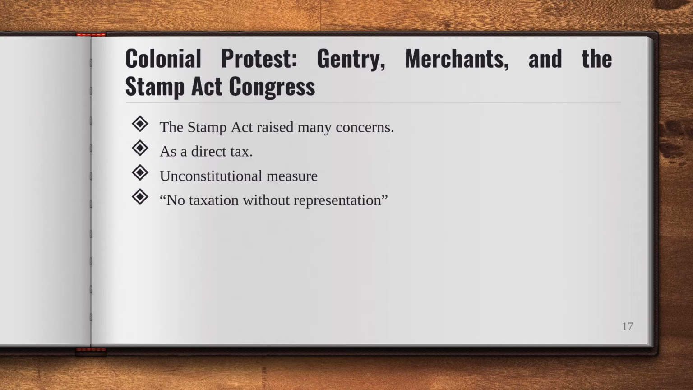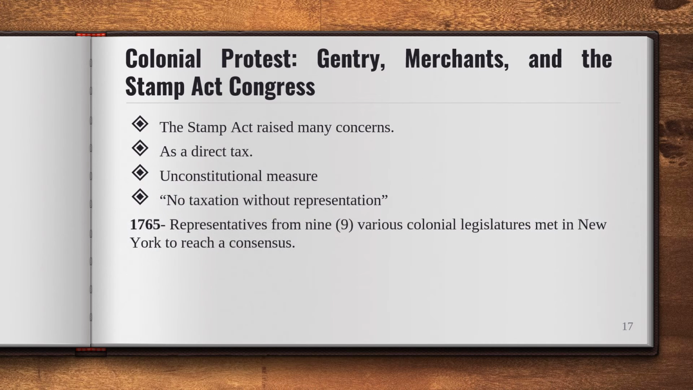Okay, let's move on. In response to the Stamp Act, the Massachusetts Assembly sent letters to different colonies para mapag-usapan nila kung paano nga ba o ano nga ba ang magiging response nila. Kasi nga, there were several American colonies who opposed the Stamp Act. So, in 1765, the representatives from 9 various colonial legislatures met in New York to reach a consensus.